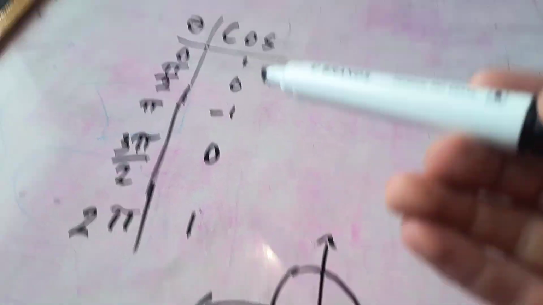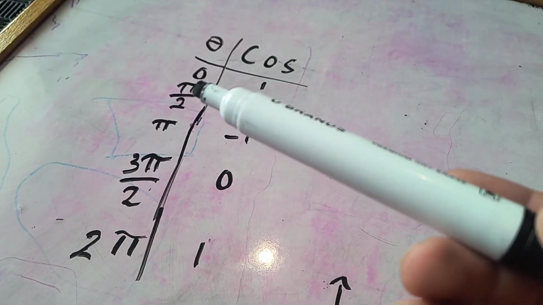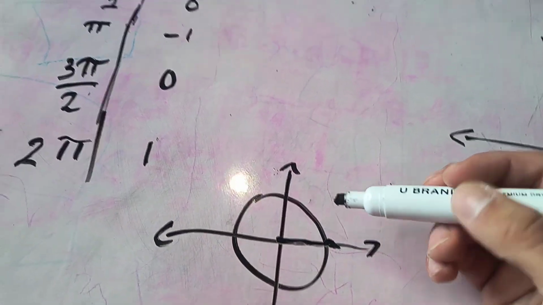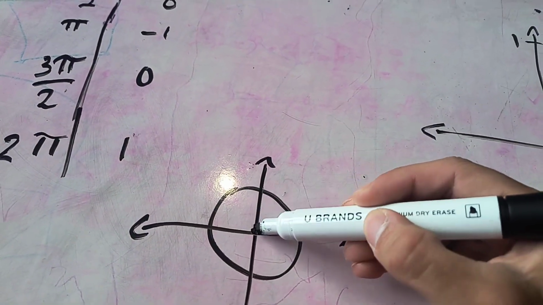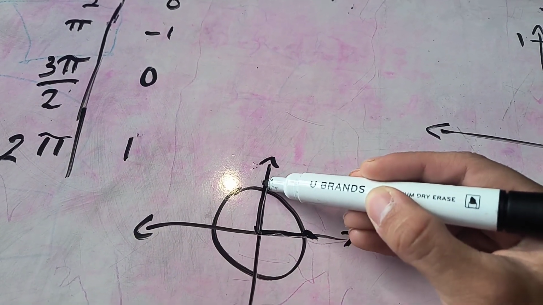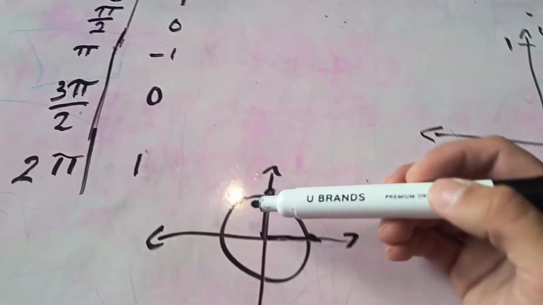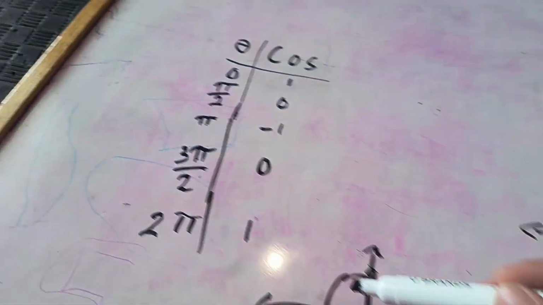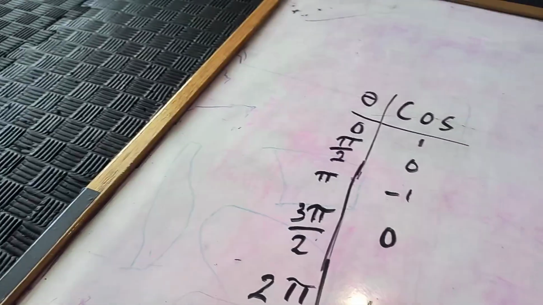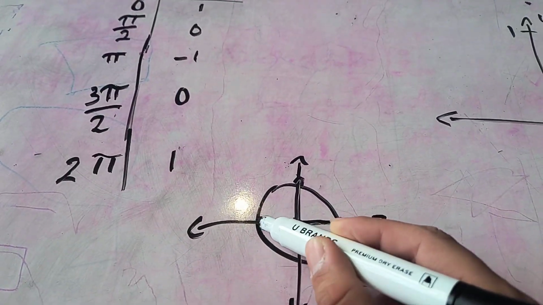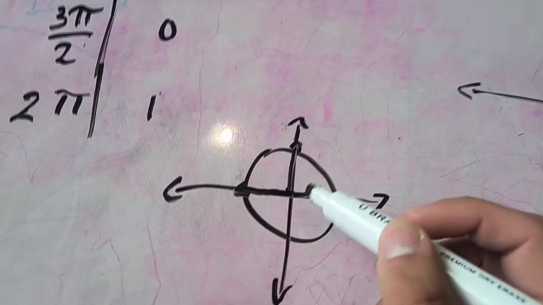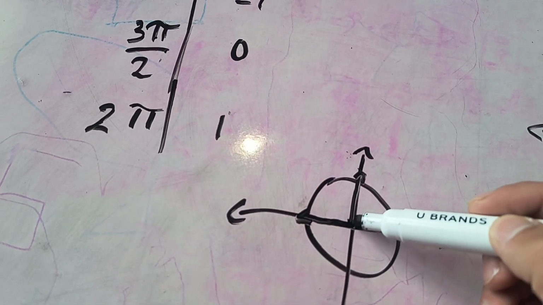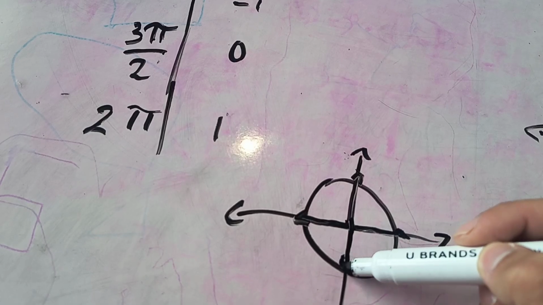And then at pi over 2, which is about right here, cosine is, since it's the x-axis, going to be equal to 0 because it's got no value. And then at pi, which would be right here, 180, it would be negative 1 because this is in the negative direction. And then down right here, it would be 0 again.